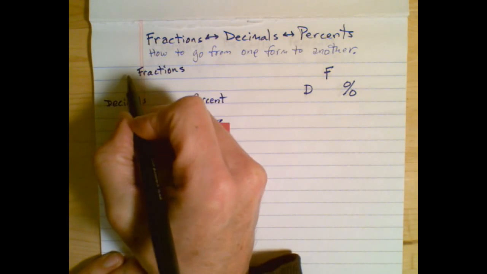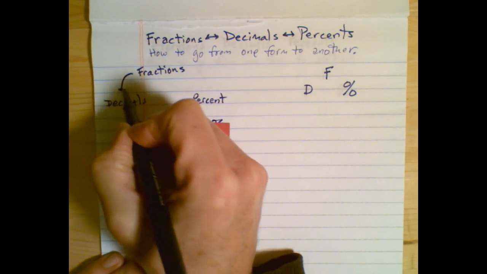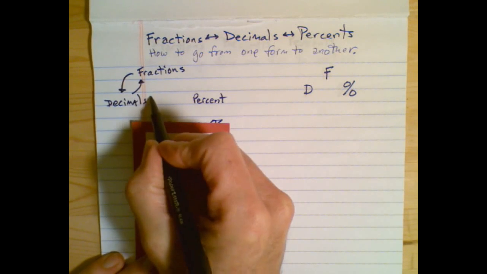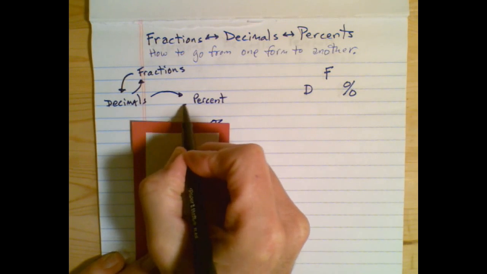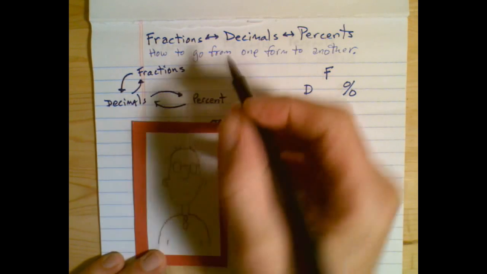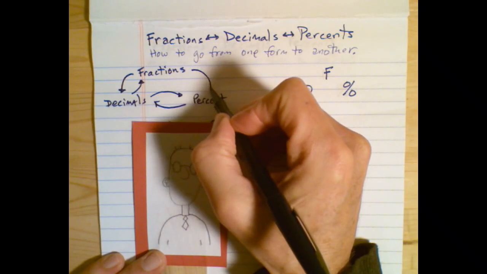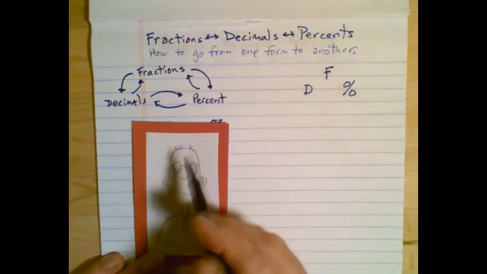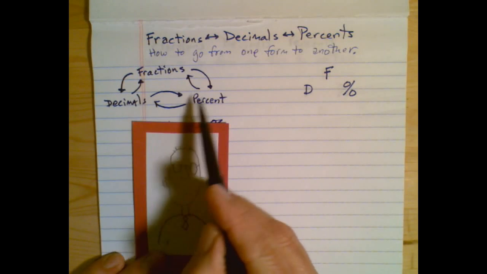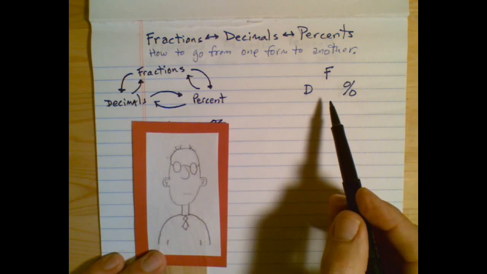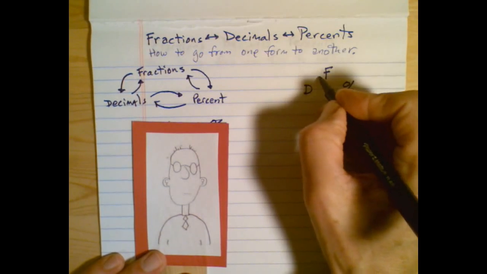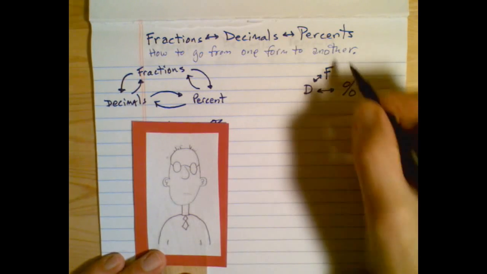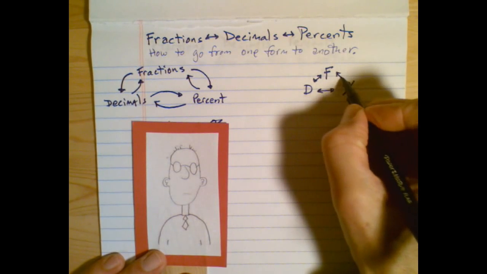So we have these three forms, but we have to go back and forth between each one. So we need to be clear about how we go from a fraction to a decimal, from a decimal to a fraction, how we go from a decimal to a percent, and how to go from percent to a decimal. And then lastly, how to go between a fraction and a percent. So I'm going to take this map right here and simplify it to this form here, and that is between fractions and decimals both ways, between decimals and percents both ways, and between fractions and percents both ways.